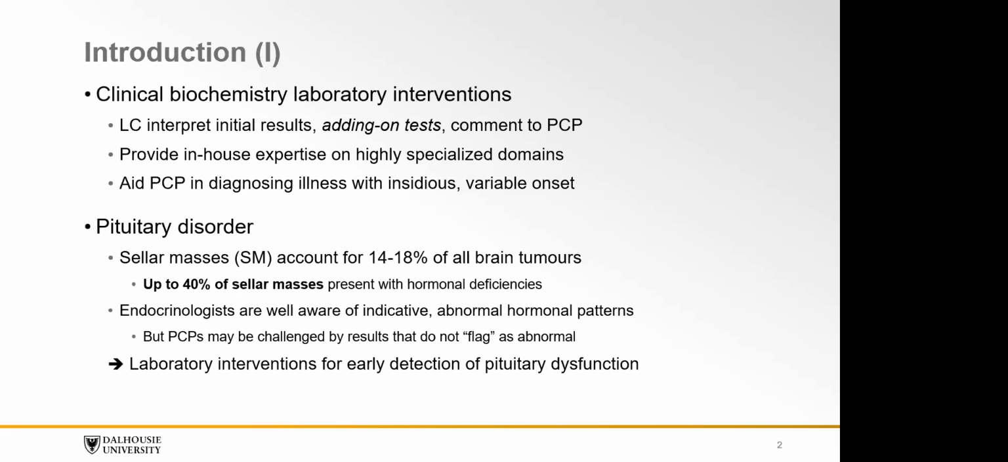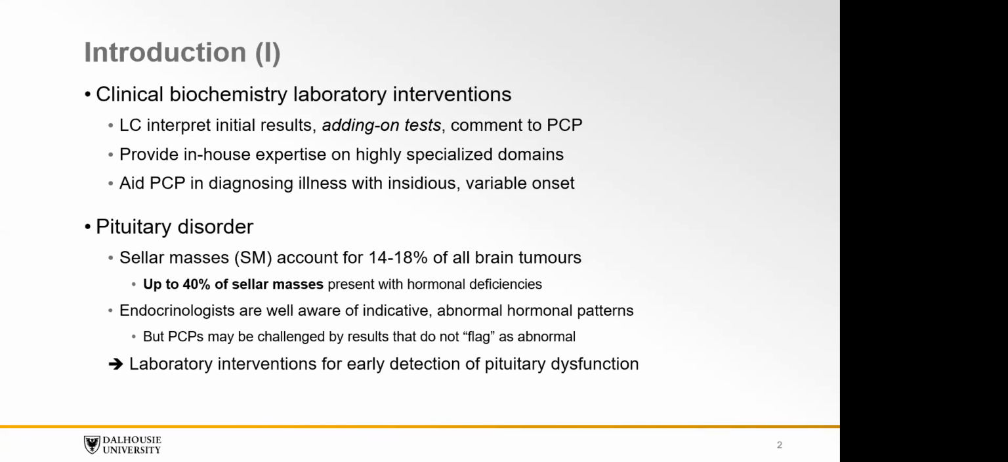So a common use case here is pituitary disorder. Relates to the hormonal system in general. In particular, pituitary is a gland at the base of the brain which produces a number of hormones. So-called sellar masses, so sellar is again a region in the brain, account for 14 to 18% of all brain tumors, and up to 40% of these sellar masses present with hormonal deficiencies. Now, specialists in this field, endocrinologists, right, specialists in the hormonal system, they're well aware of hormonal patterns that are indicative of these sellar masses.